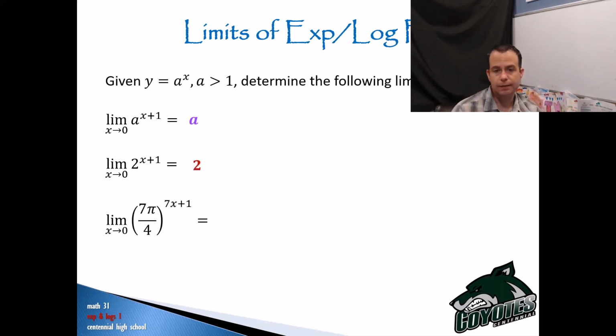And the limit of 7 pi over 4 to the 7x plus 1 as x approaches 0. Again, if I'm substituting 0 in here, I'm going to end up with 7 pi over 4 to the 1, which is just 7 pi over 4. So the limit is 7 pi over 4.